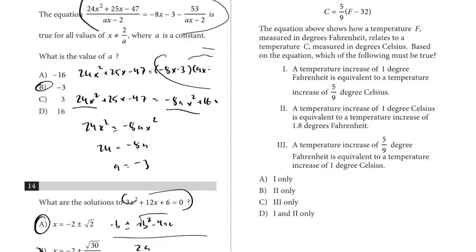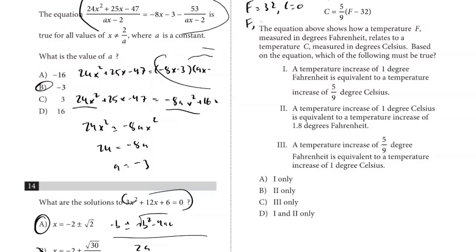All right, question 15. The equation above shows how temperature F measured in degrees Fahrenheit relates to Celsius. Based on the equation, which of the following must be true? All right, so we'll go through each one by one. Now for 1, a temperature increase of 1 degree Fahrenheit is equivalent to a temperature increase of 5/9 degrees Celsius. All right, so if F is equal to 32, that means C is equal to 0, right? And if we increase, so let me just write this. So when F is equal to 32, C is equal to 0.